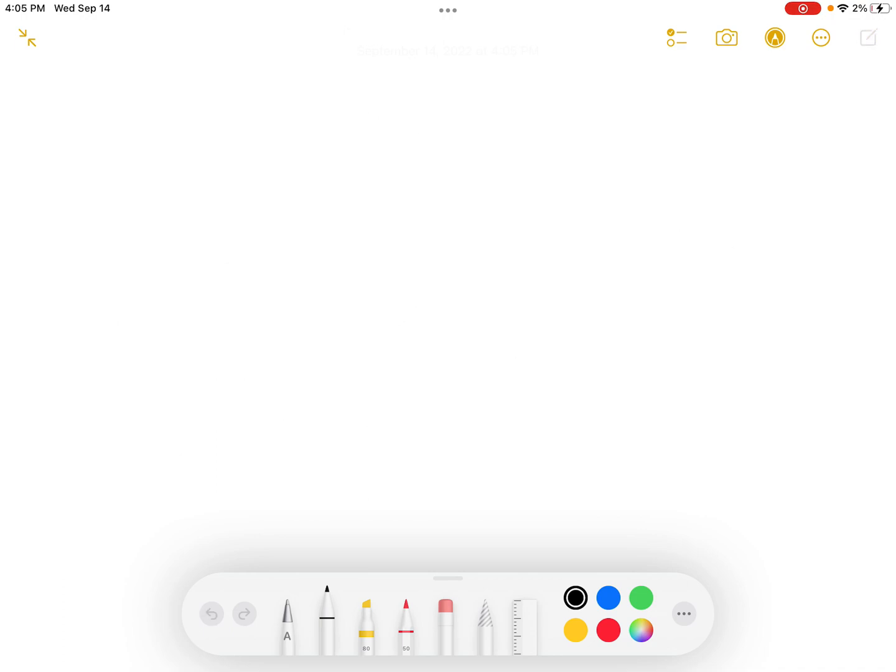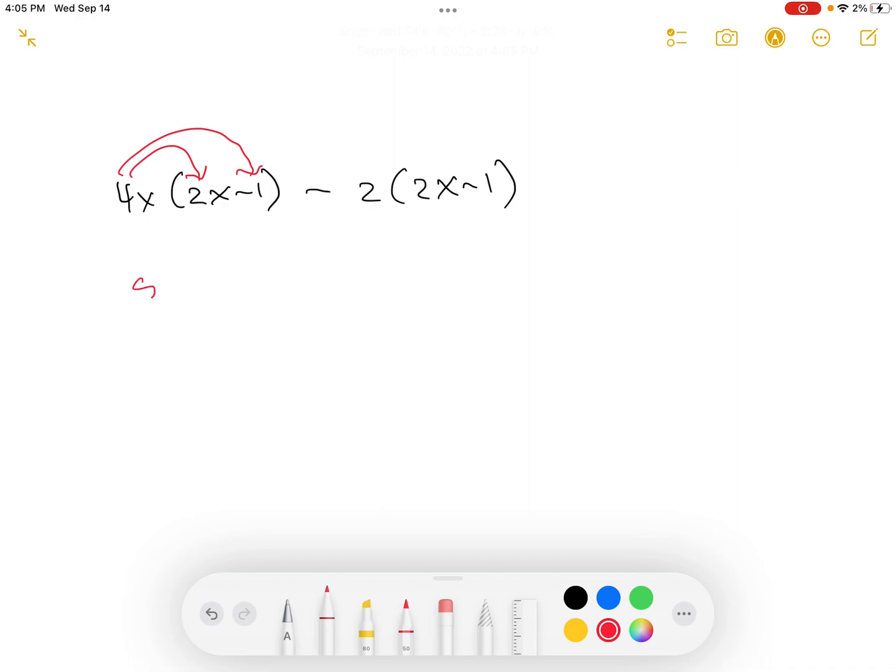Okay, let's do another one like this. Let's say we have 4x parentheses 2x minus 1 and then minus 2. And the prompt for this question will be something like multiply out and combine like terms, something like that. So the first step is distributive property. And so let's use the distributive property to get those numbers out. 4x times 2x is going to give us 8x squared. 4x times negative 1 is going to give us a minus 4x. So that one's pretty simple.